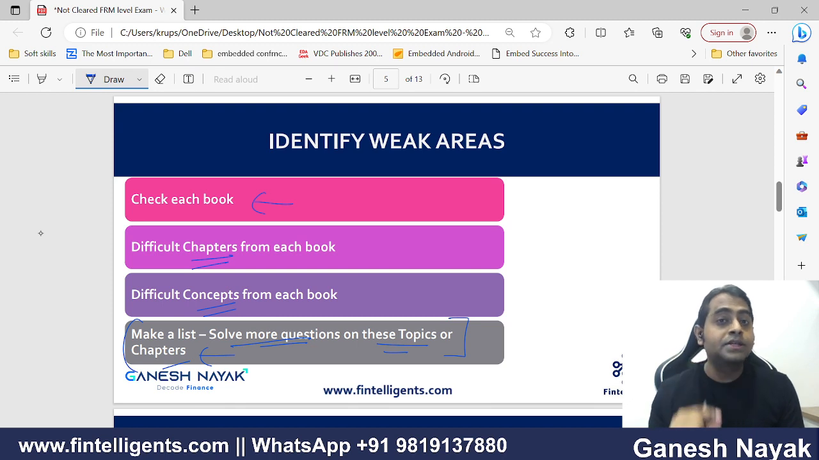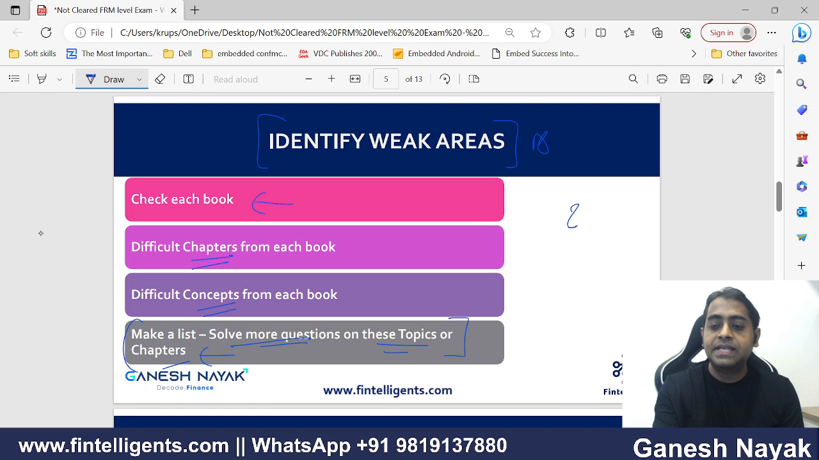Now, why are you doing this analysis? Why are you doing this bifurcation? Because when you reappear for the exam, you will explicitly look at those concepts and chapters in detail. You will try to solve as many questions as possible from these chapters. That is what should be your motto now. That is how this analysis will help you. So focus on your weak areas, going through the content and solving the questions.